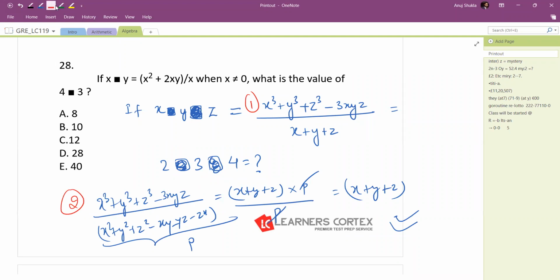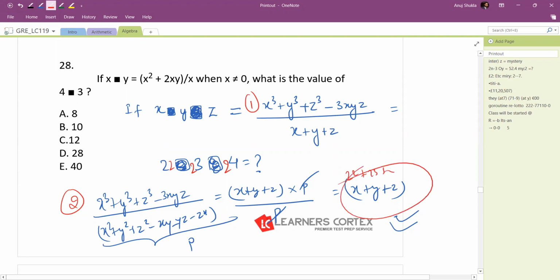Same question if they give something like this: 22, 23, and 24. The person who does not know this formula, it will take a lot of time, he will not even attempt this question. But if you know how to solve, you'll just do 22, 23, 24, and then it will be the answer. Yes, same thing you can do it here.